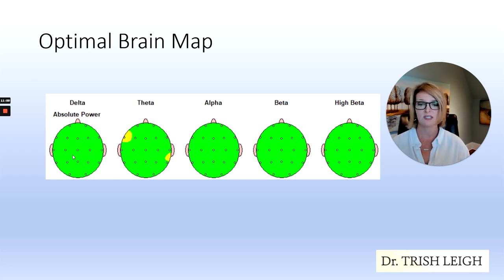I wanted you to see this QEEG brain map to show you what an optimal brain map pattern looks like. And of course, optimal or perfect is a unicorn, right? It doesn't exist in the real world, but what we're trying to do is to get as close to it as possible. So in this map, you can see they're all green. Green is good. I call it the green zone. So if all of these speeds are in the green zone, your brain is performing optimally.